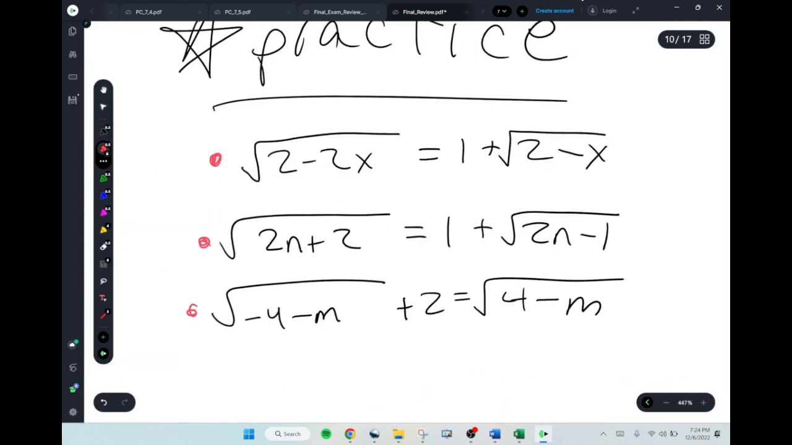The steps are the same. Square both sides, FOIL, then you're going to square both sides again. That's pretty much the steps. Let's watch that happen.